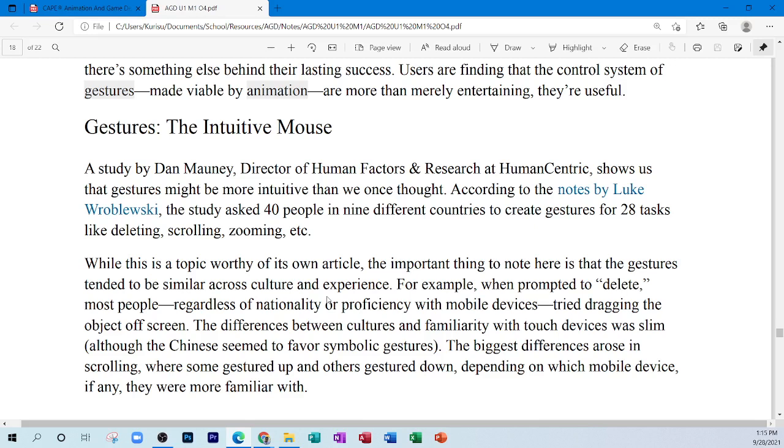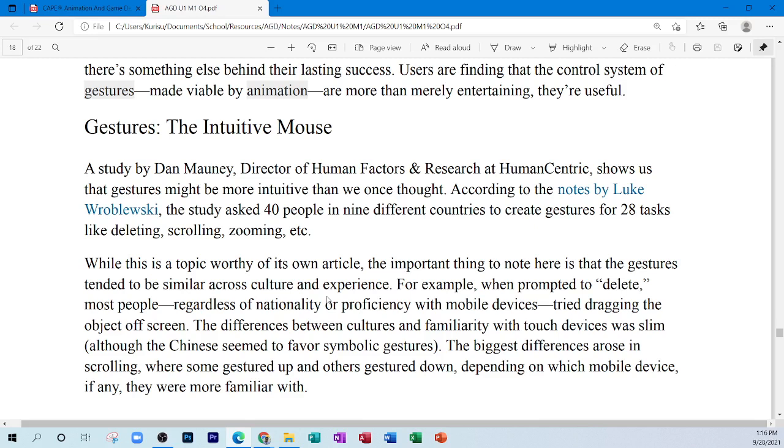For example, when prompted to delete, most people, regardless of nationality or proficiency with mobile devices, try dragging the object off screen. The differences between cultures and familiarity with touch devices were slim, although the Chinese seem to favor symbolic gestures. The biggest differences arose in scrolling, where some gestured up and others gestured down, depending on which mobile device, if any, they were more familiar with.